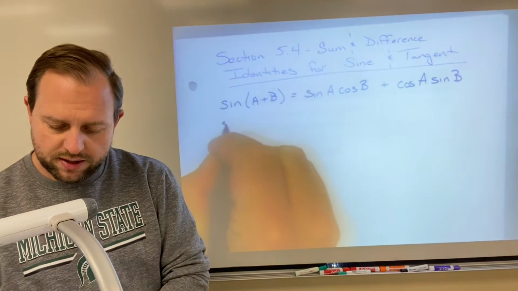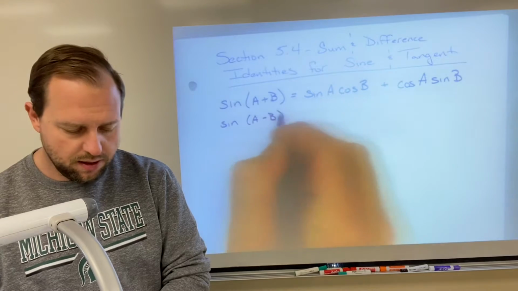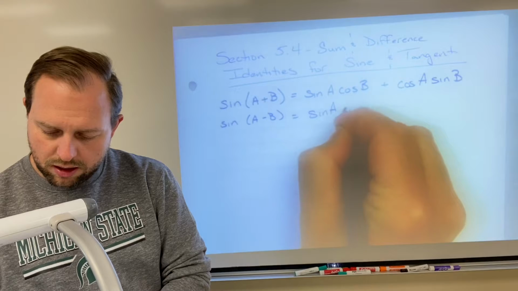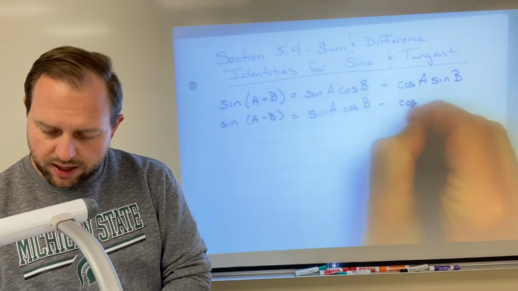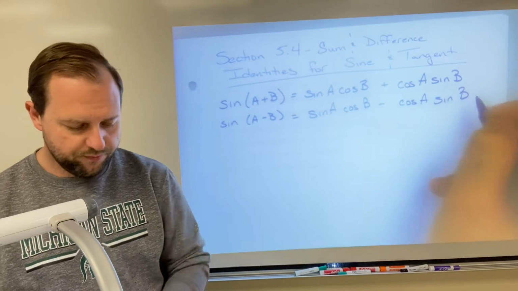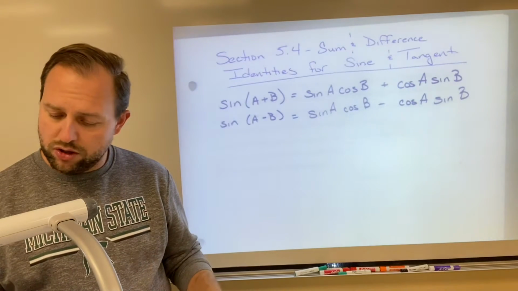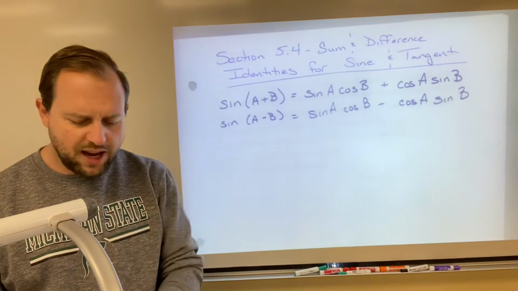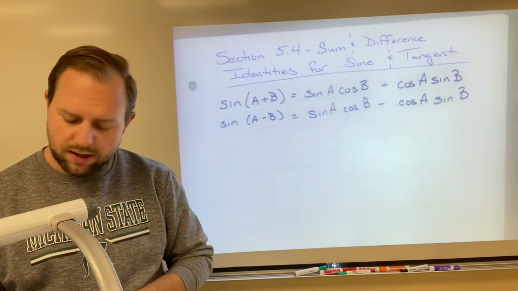And the difference, sine of A minus B, is sine A cosine B minus cosine A sine B. Okay, so for those two equations, finding the exact value is the same process as we did with cosine.